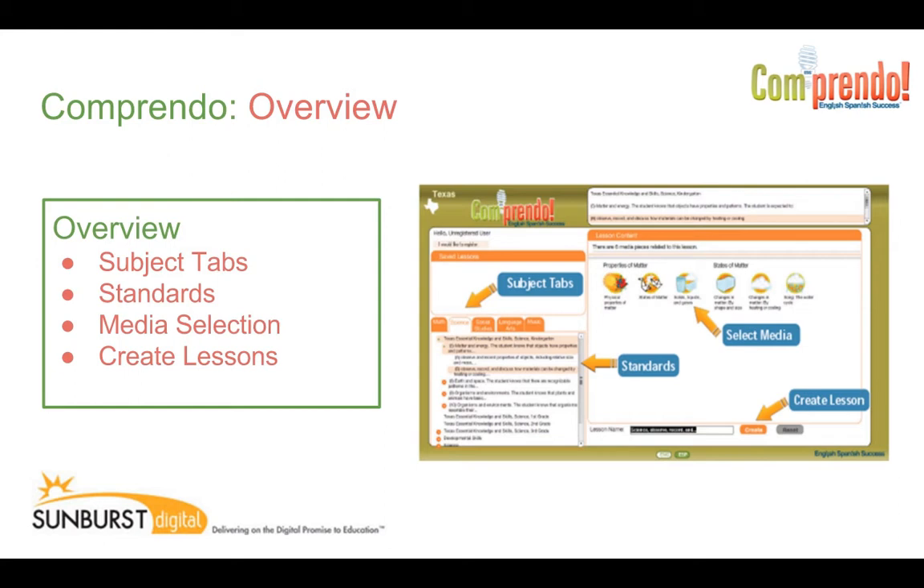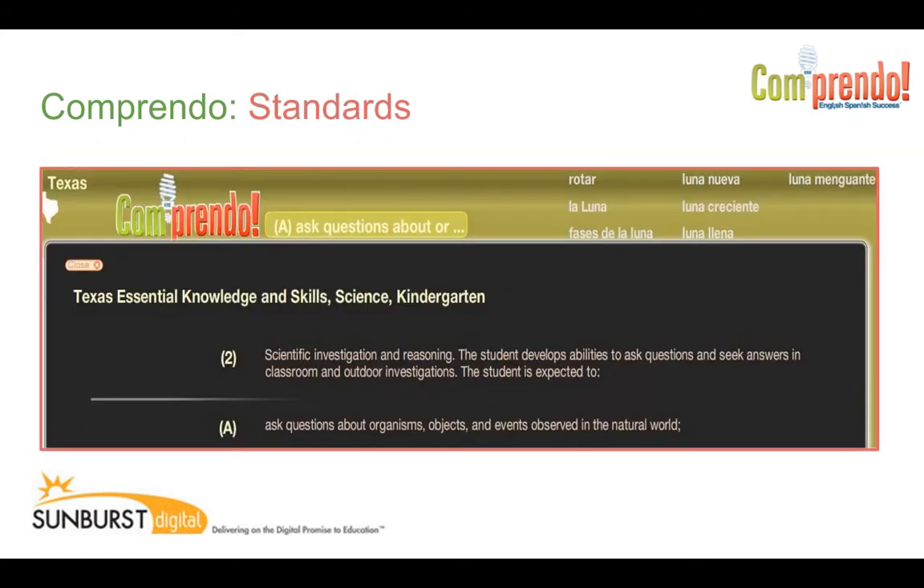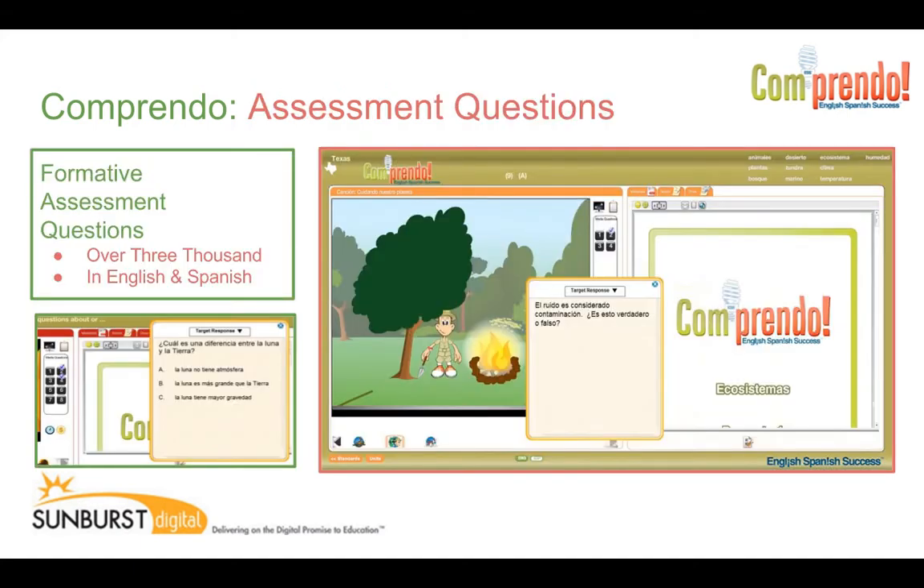There are the subject tabs, the standards listed for math and science, the media pieces, and the create lesson button. There is a word cloud. There is a materials, a notes, and a drawing tab. There are embedded assessment questions. There's a film strip for easy navigation from one media piece to the next, and there is an English-Spanish toggle button. The standards can be accessed at the top of the screen for math and science. And there are over 3,000 assessment questions in English and in Spanish within Comprendo.